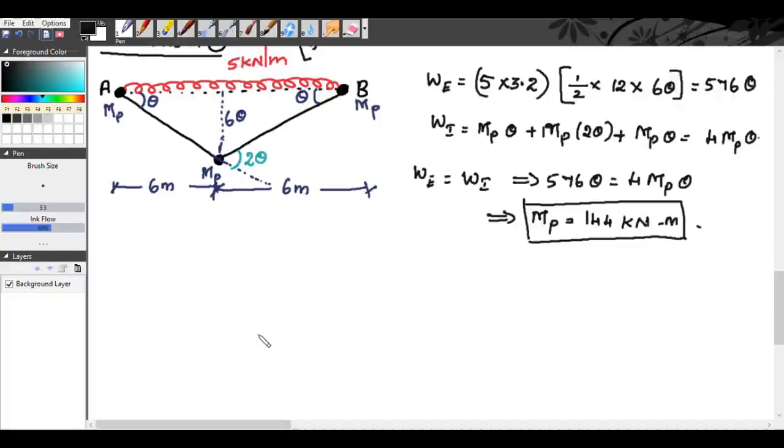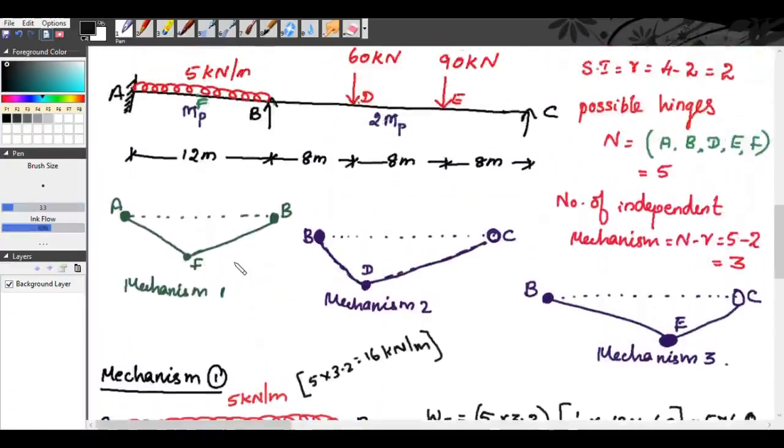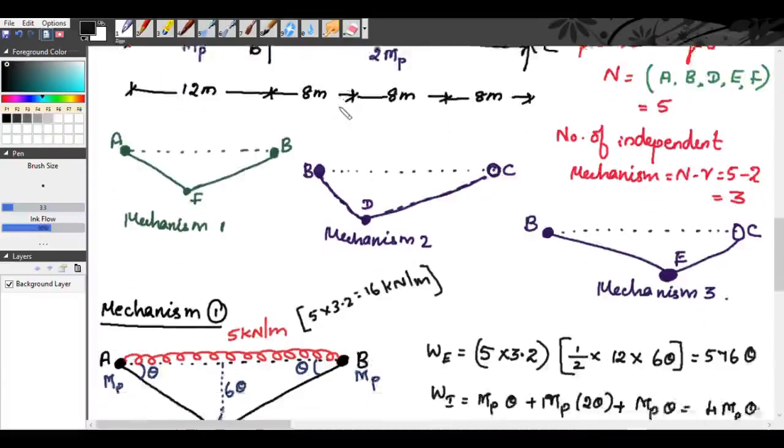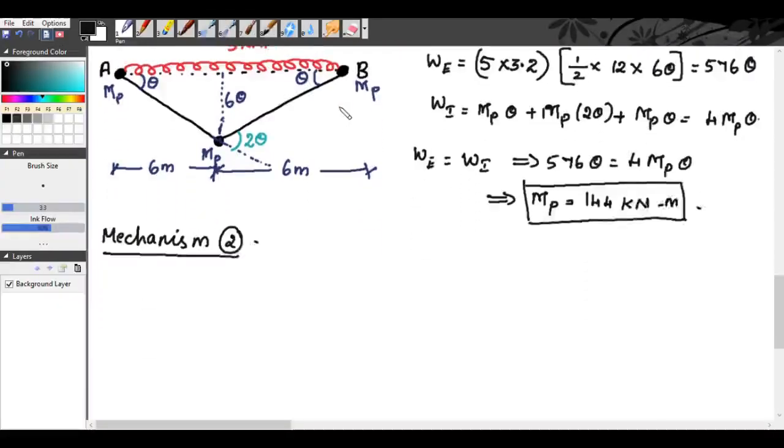Now we will move on to our second mechanism, mechanism 2. Mechanism 2 is for the span BC. The plastic hinges are at B and D. So for the span BC, hinges at B and at D.